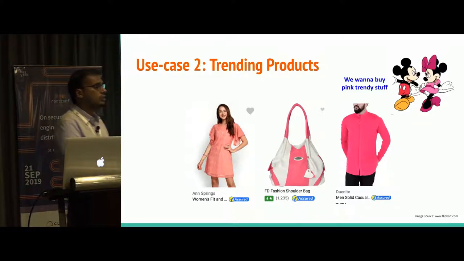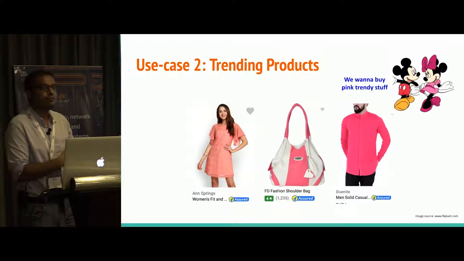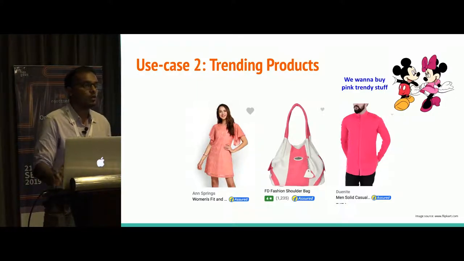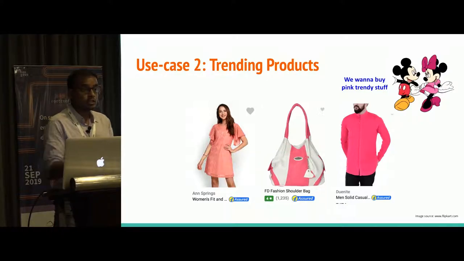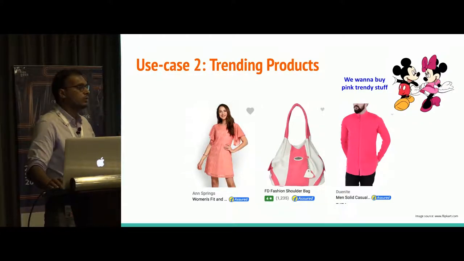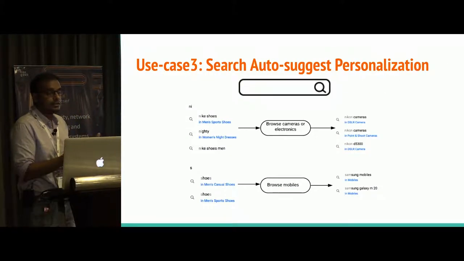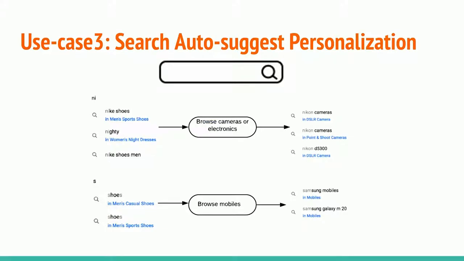Right. This again requires a lot of near real-time processing of data so that we could surface this information back to the users who have just come in. So this again is an example of near real-time processing of data that needs to be consumed. It will be browsing behavior, purchasing data. Yet another example is search auto-suggest.